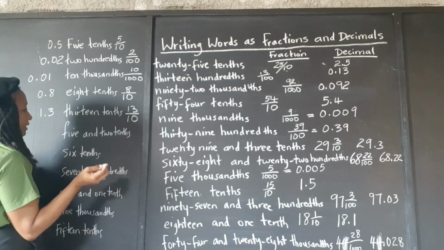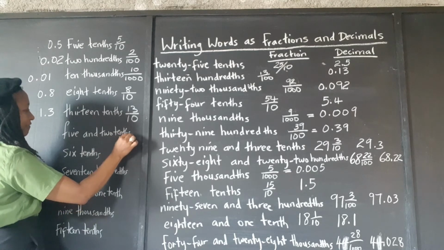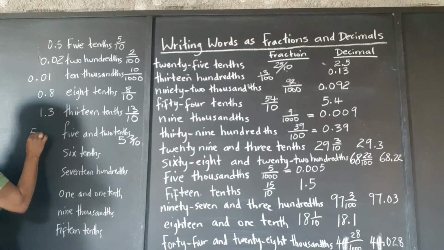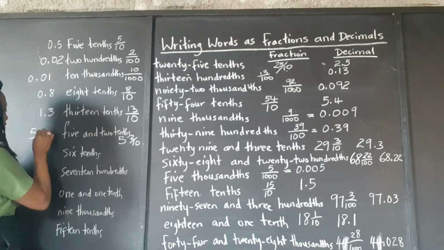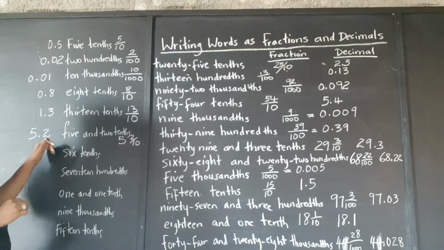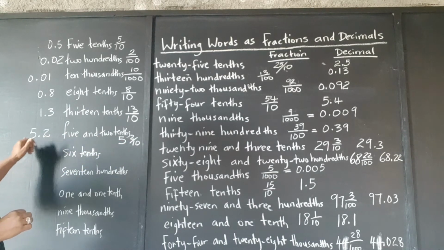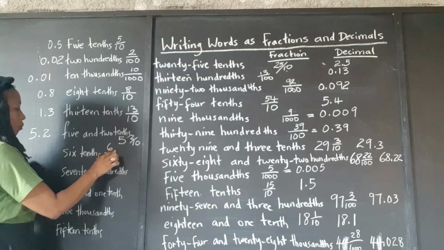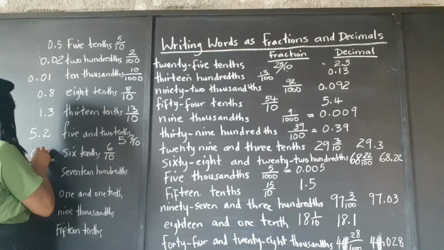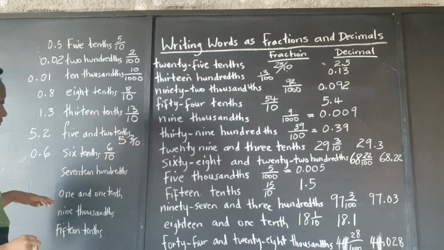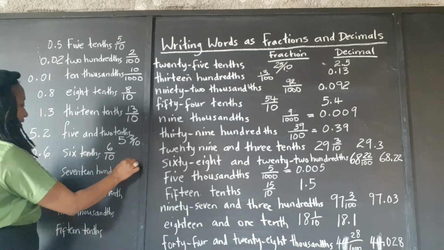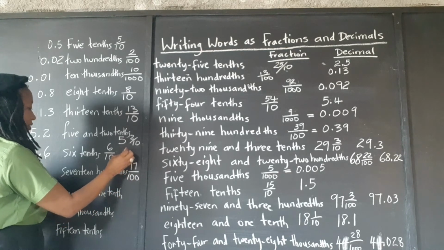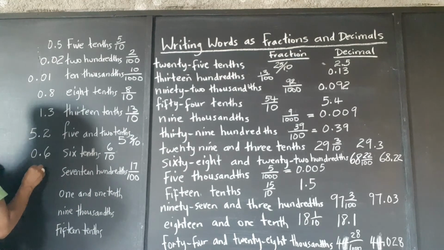5 and 2 tenths. So 5 is the whole number, and then moving 1 place to the left from the 2. It's in the 10th place, it's 2 tenths, 5 and 2 tenths. 6 tenths. One place to the left will take us to 0.6. 17 hundredths. So two places. 1, 2. That's 0.17.